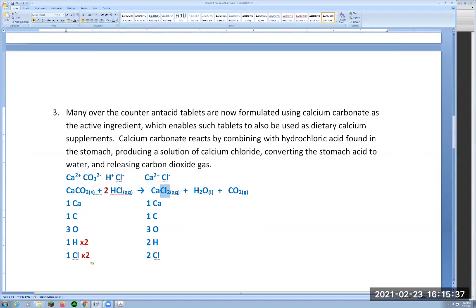So let's see, is it balanced otherwise? 1 calcium on the left, 1 calcium on the right. 1 carbon on the left, 1 carbon on the right. 3 oxygens on the left, 2 plus 1, 3 oxygens on the right. 2 hydrogens on the left, 2 hydrogens on the right. 2 chlorine on the left and 2 chlorine on the right. So this is balanced. Again, that's an easy equation to balance here.